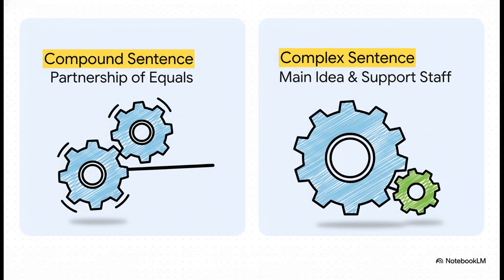But on the other side, you have the complex sentence. This is different. This is more like a boss and an assistant. You have a main idea, I know, and then a helper idea, that I am right. See? That helper part can't really exist by itself. It needs the main clause to make sense.